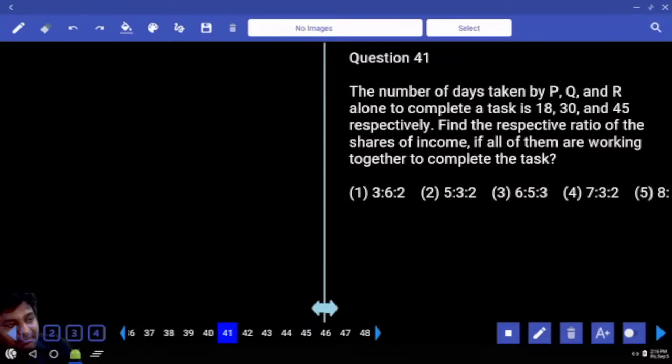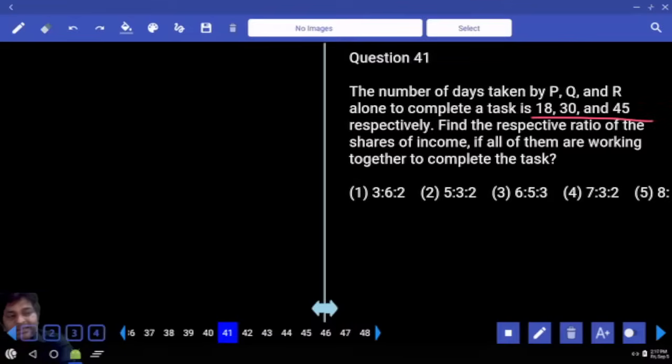The number of days taken by P, Q, R alone to complete a task is 18, 30, 45 respectively. Find the respective ratio of shares of income if all of them are working together to complete the task. See, finally the question is about a ratio. Which ratio? Income ratio, meaning salaries or wages ratio. Salaries are to be given on what ratio? Efficiency or time? Efficiency ratio.